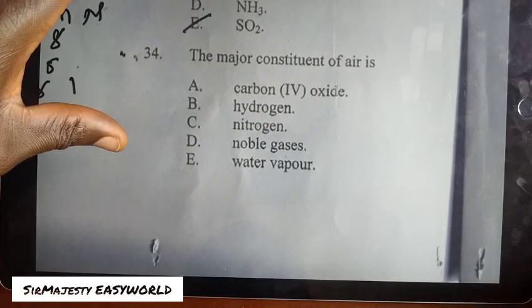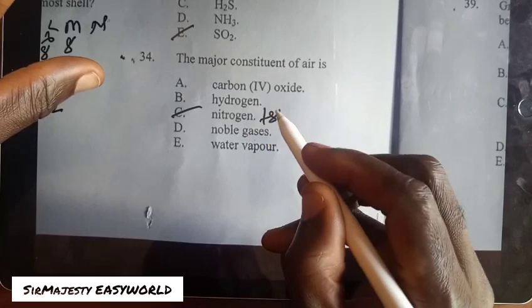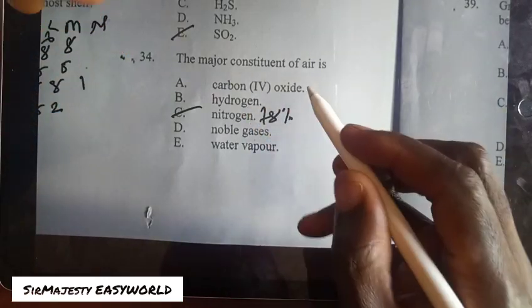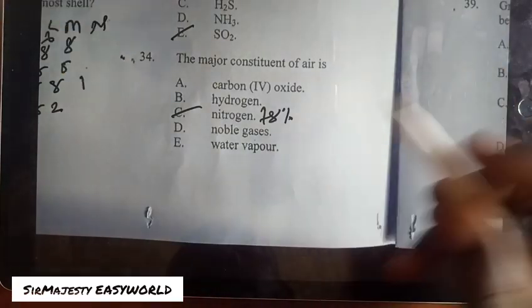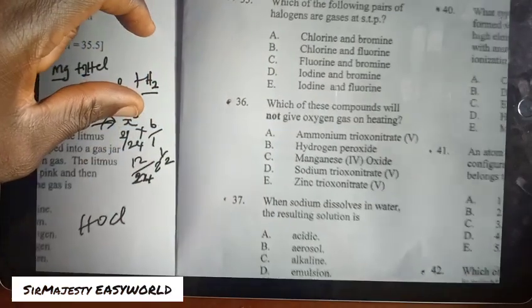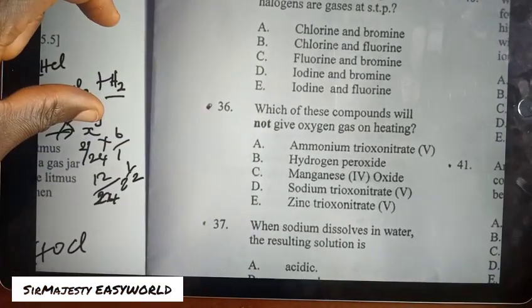Then the major constituent of air is nitrogen, 78%. Imagine what has taken 78% has taken almost all. The others are about 1%, carbon dioxide 0.3%, water vapor still low. After nitrogen comes oxygen. So in the atmosphere, the most abundant is actually nitrogen, followed by oxygen, which is 20 to 25%.